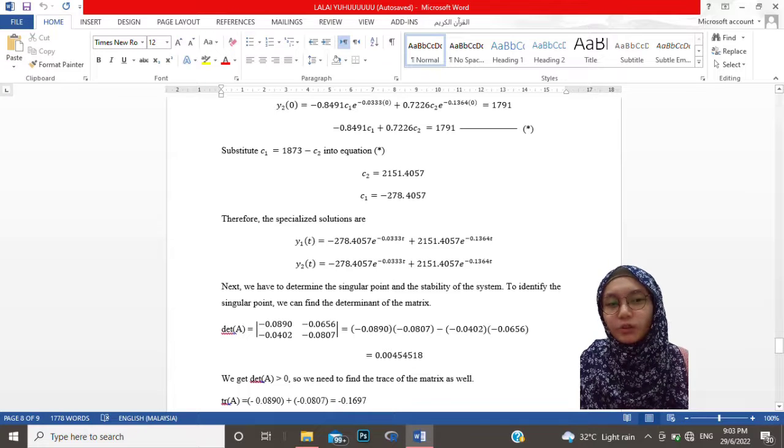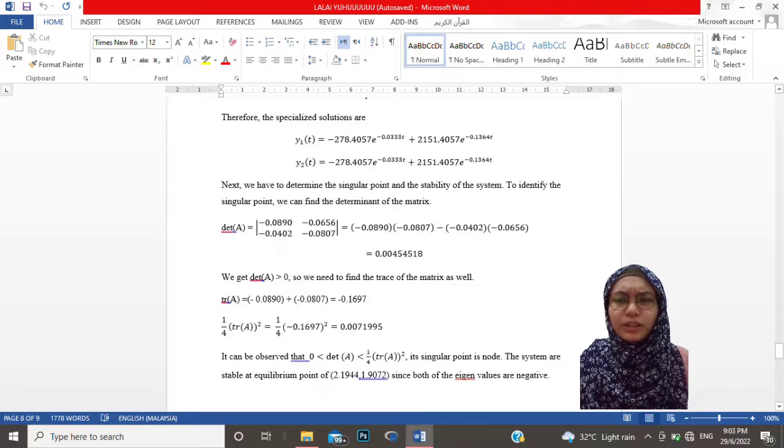Next, we have to determine the singular point and the stability of the system. So we have to find the determinant of the matrix, and we get the value 0.0454518, and the determinant of A is larger than 0, so we have to find the trace of A. After we get the trace of A, we square it and multiply it by 1 over 4, and we get 0.0071995, and you can observe that the singular point is not known, and the system is stable at the equilibrium point of 2.1944, 1.9072, since both of the eigenvalues are negative.